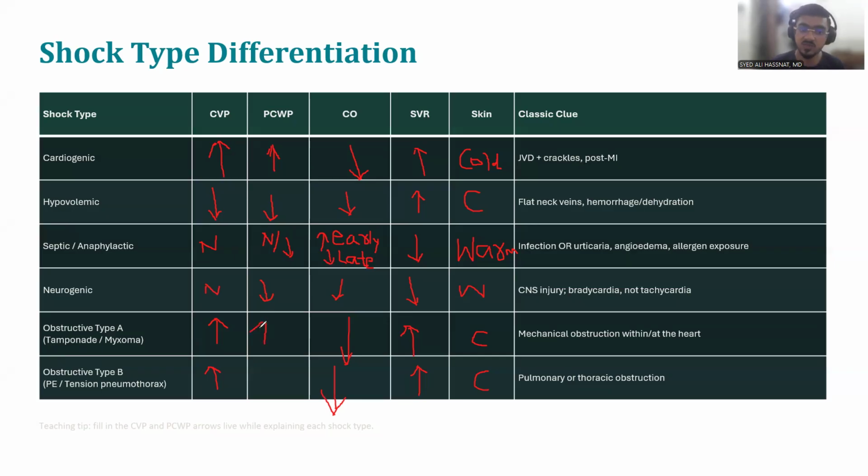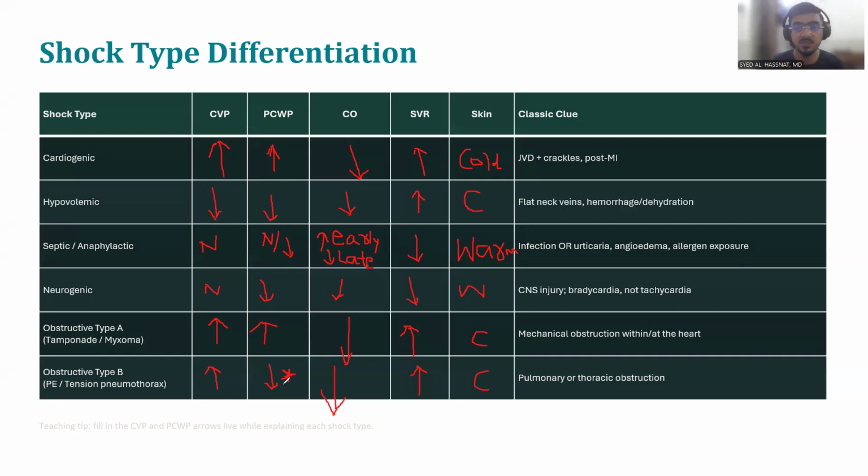Now, what students mostly are unable to understand is why PCWP increases in type A obstructive shock and PCWP gets decreased in type B obstructive shock. Why? Most of the books will write only that PCWP either increases or decreases in obstructive shock, but it's not like that. It's the cause of the obstructive shock that will decide whether the PCWP will go up or down. As I told you, in type A, the causes are cardiac ones. Whenever the cause is cardiac, PCWP will always go up.